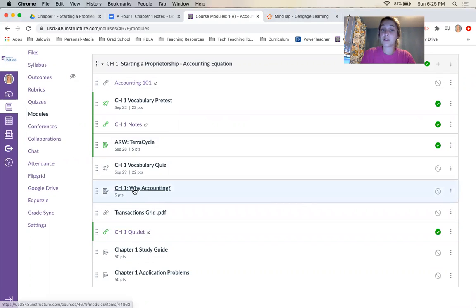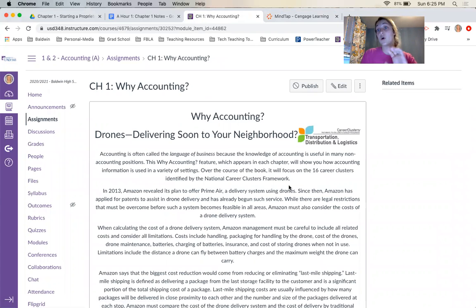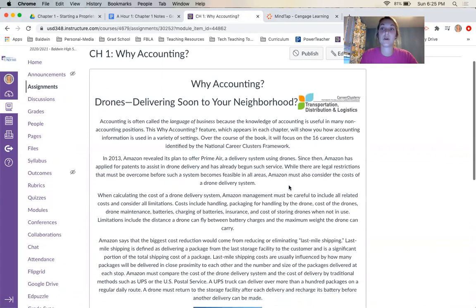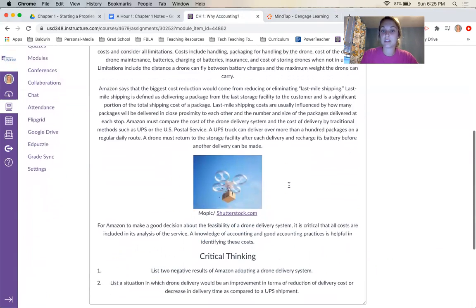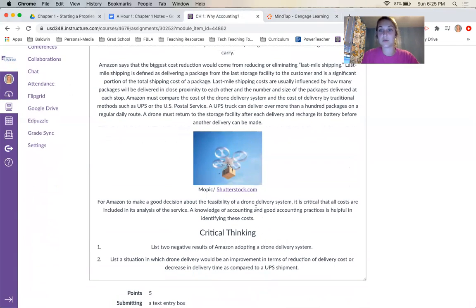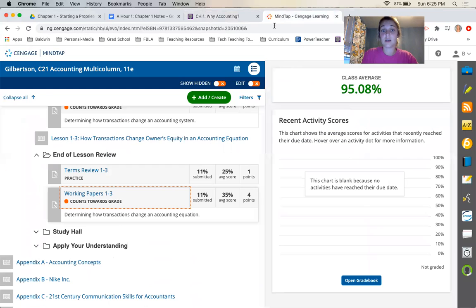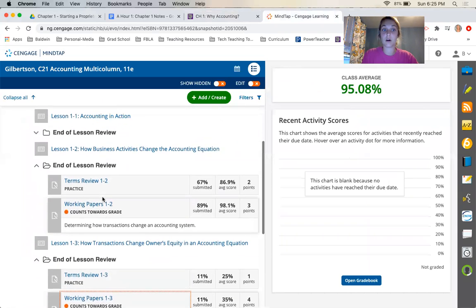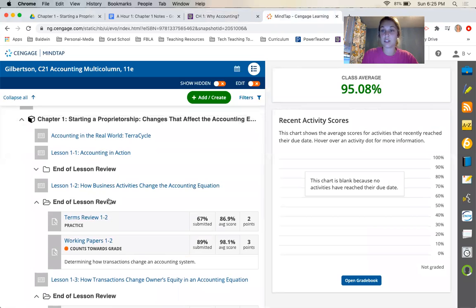And then tomorrow on your virtual day, you guys will complete one more small assignment where you read an article and then you answer a couple questions. So this will be for your virtual day. And if you did not finish the terms or the on your own for 1-3, then you need to complete that also. Make sure that you are all caught up on 1-1 and 1-2.